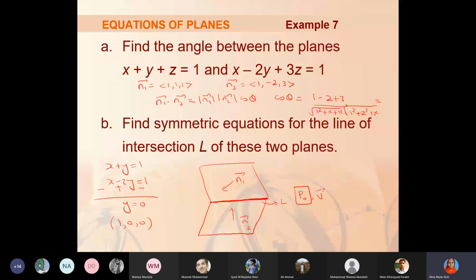Is it satisfying? Put 1, 0, 0 into it. Equation is satisfied.